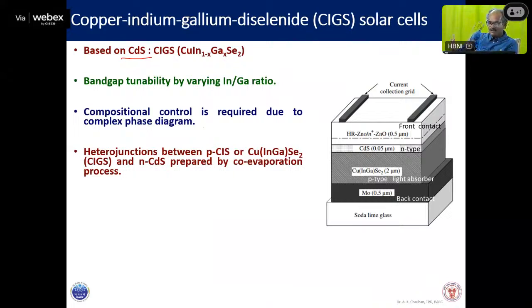For solar cells you require P-type and N-type material. So far we have been seeing N-type silicon or P-type silicon. Now here you have cadmium sulfide, and with these two you are making a PN junction. What is N-type here? What is P-type here? This is N-type material, CdS, and CIGS is P-type material. So now you have a PN junction.